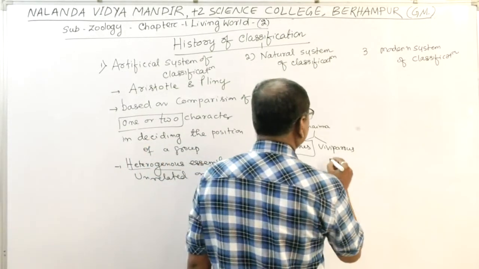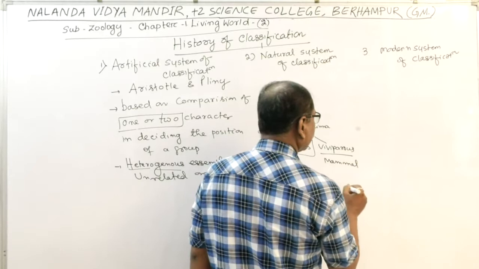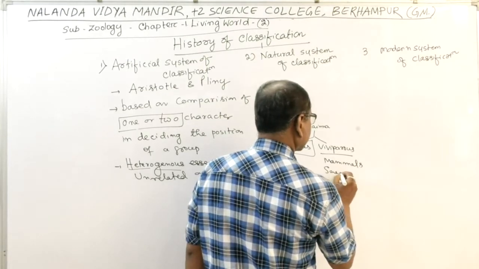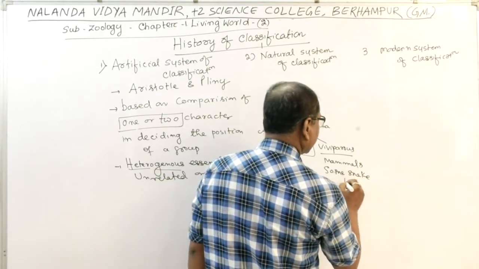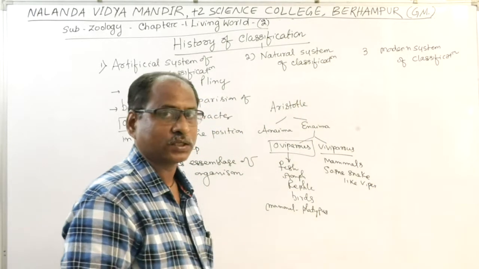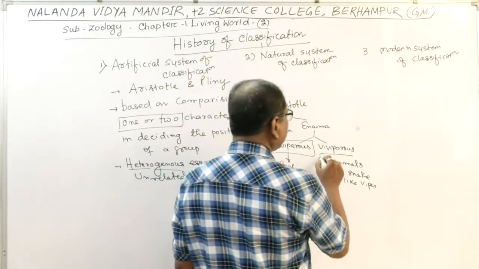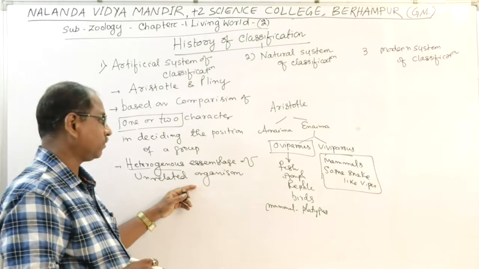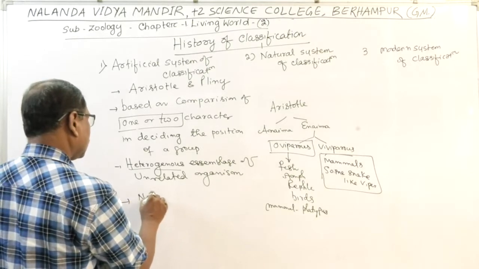Similarly viviparous, that means mostly all mammals are viviparous. Some snakes like viper are also viviparous. Scoliodon is also viviparous. Some animals are viviparous, but they show heterogeneous assemblage of organisms. So this system of classification is not accepted.